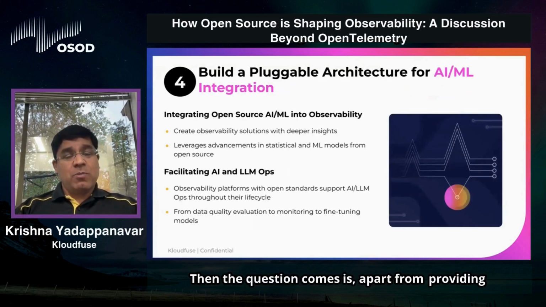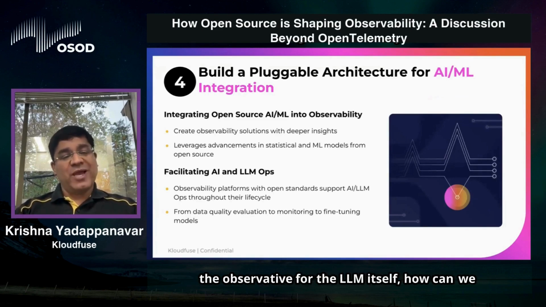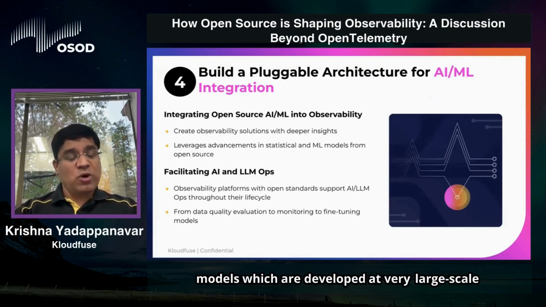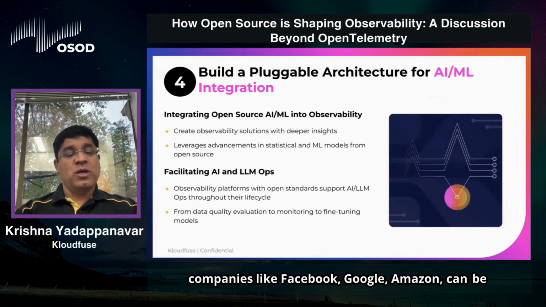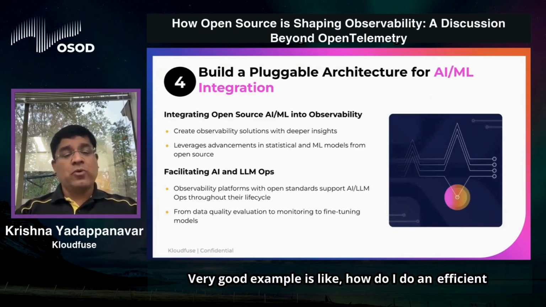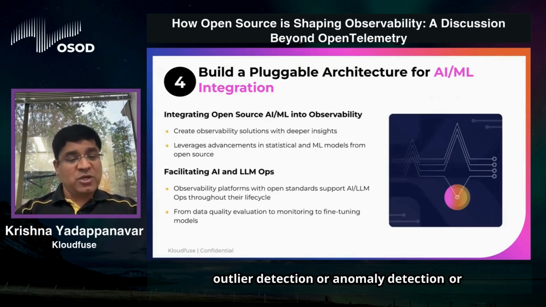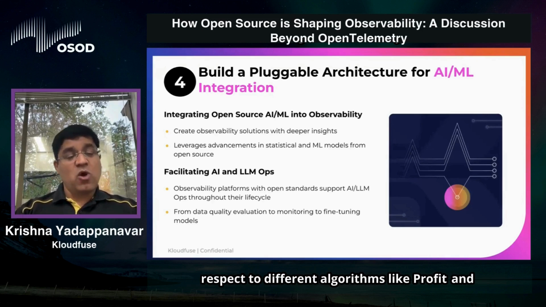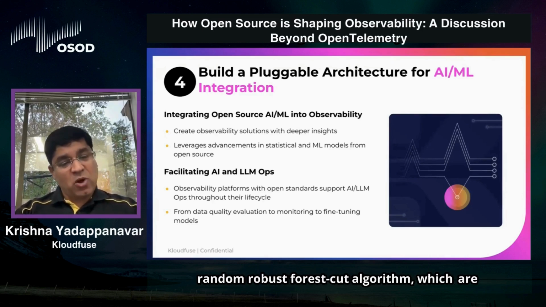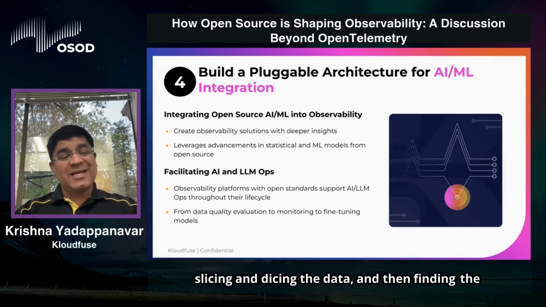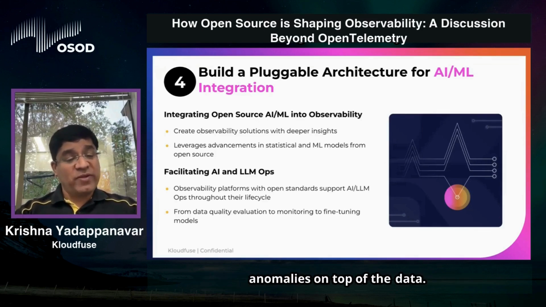Then the question is, apart from providing the observability for the LLM itself, how can we leverage some of the statistical models and the ML models, which are developed at very large scale companies like Facebook, Google, Amazon, on the observability data? A very good example is, how do I do efficient outlier detection, anomaly detection, or forecasting of the data? Facebook has done quite a bit of work in this with different algorithms like Prophet, and Random Cut Forest, which was developed at Netflix and Amazon, which talk about slicing and dicing the data and then finding the anomalies on top of the data.